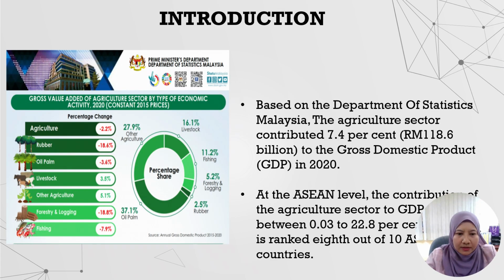Okay, this is the introduction, and this is the gross value added of the agriculture sector by type of economic activity for the year 2020. Based on the Department of Statistics Malaysia, the agriculture sector contributed about 7.4%, which is ringgit Malaysia 118.6 billion to the gross domestic product in 2020. At the national level, the contribution of the agriculture sector to GDP is between 0.03 to 22.8%, and it is ranked 8 out of 10 among other Asian countries.